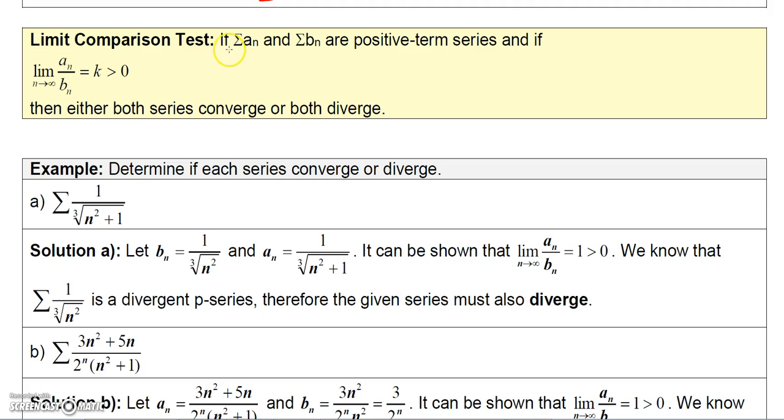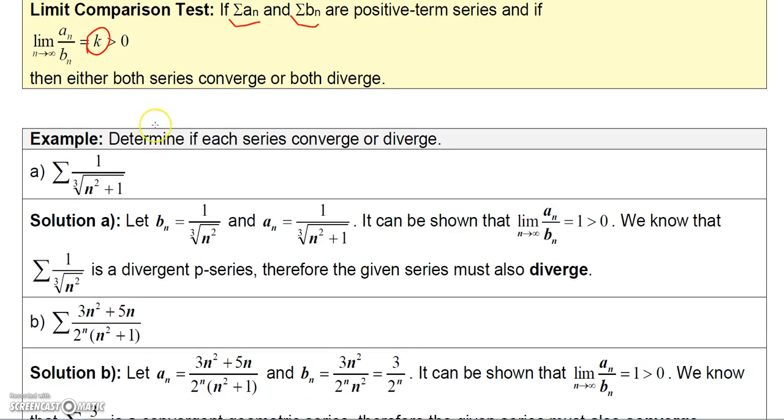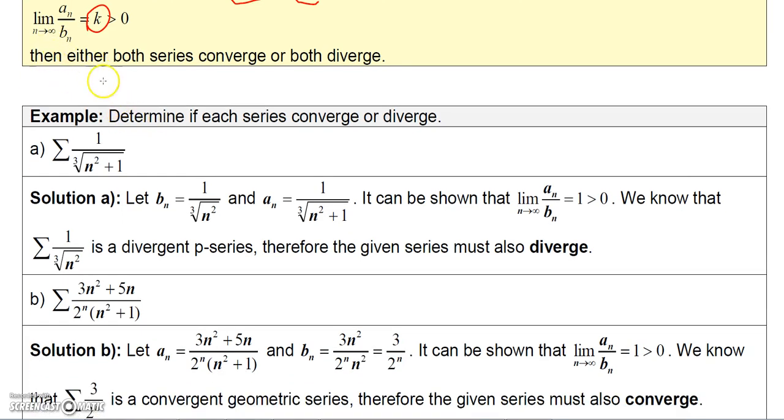And in that test, if you have a series A sub n and a series B sub n, if they're both positive term series, and if the limit of A sub n over B sub n equals some positive number, then either both series converge or both series diverge. So what you need to try to find is a series that you already know whether it converges or diverges, and then hope that it works out the appropriate way for you. Okay? So let's see here.